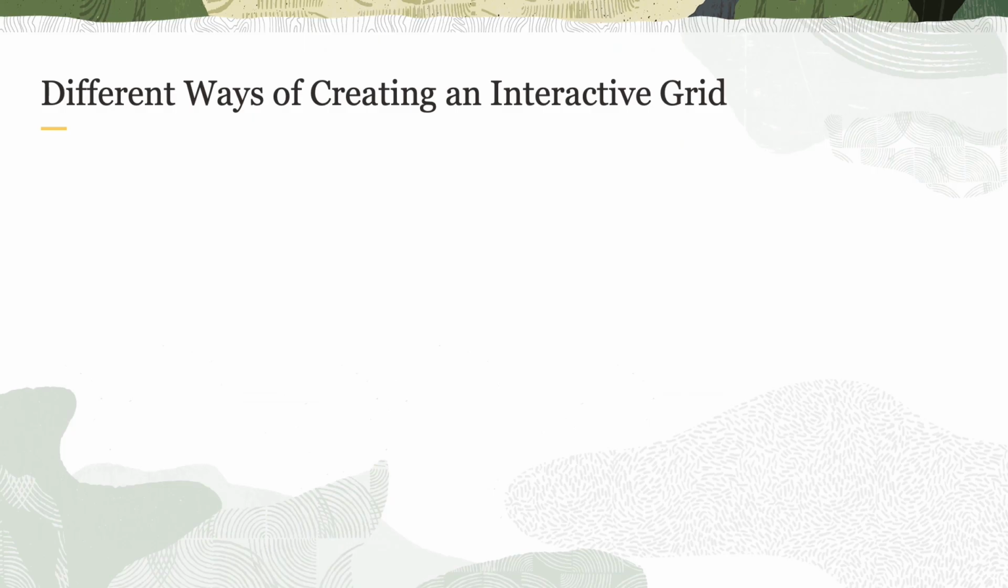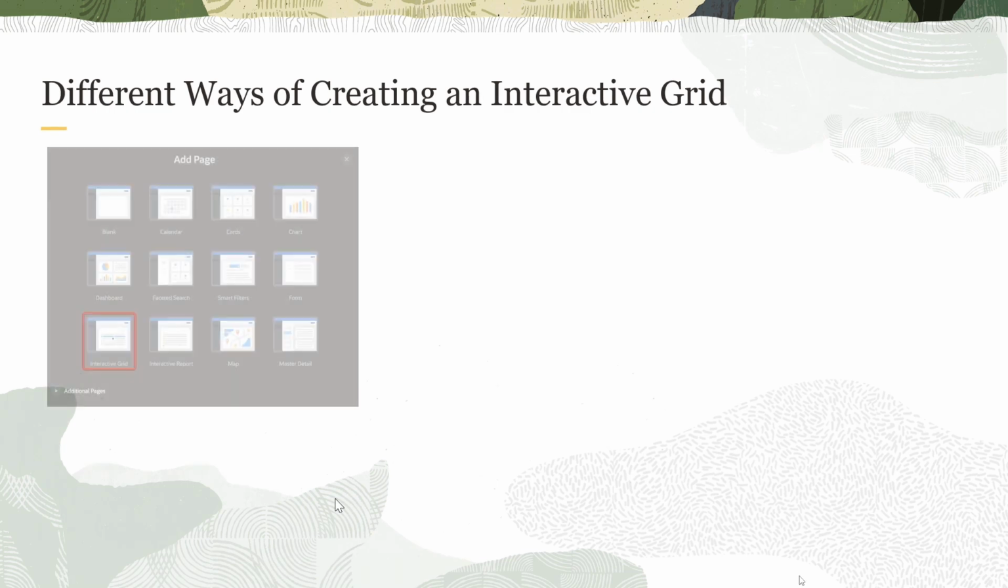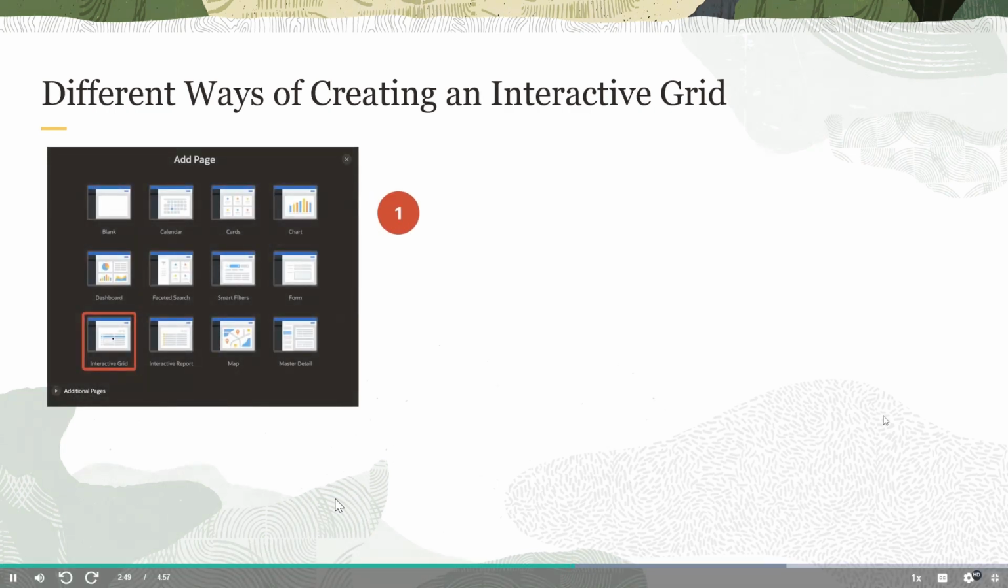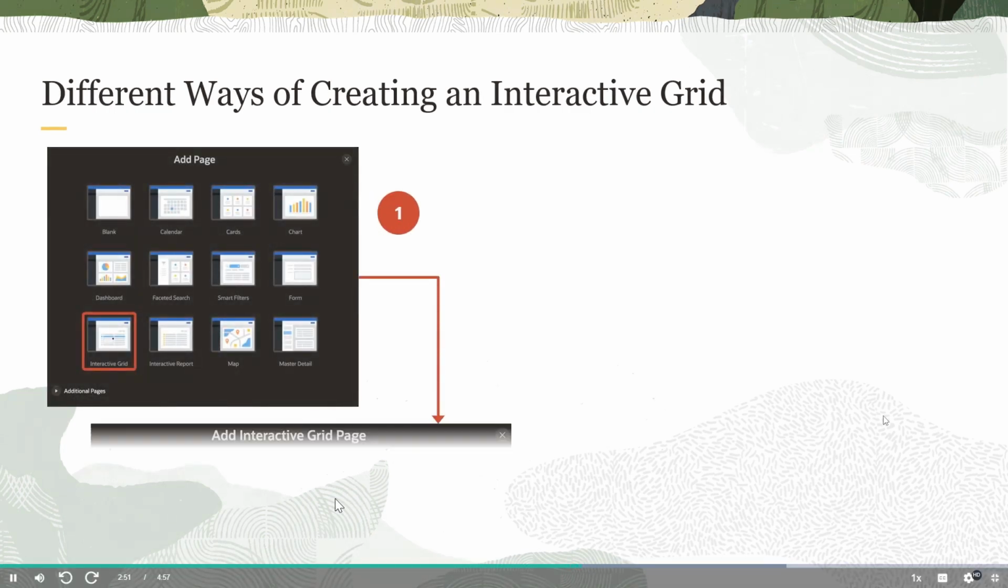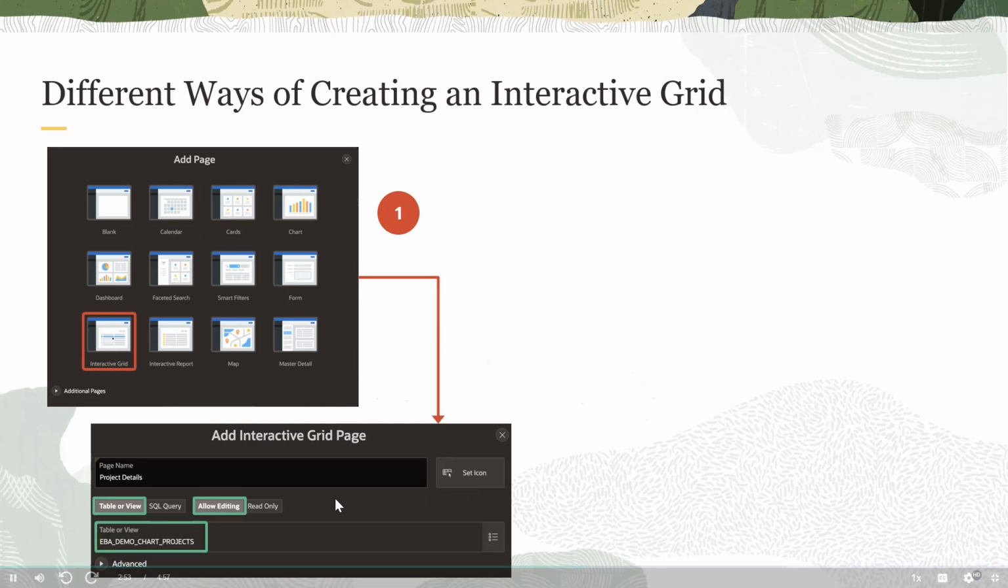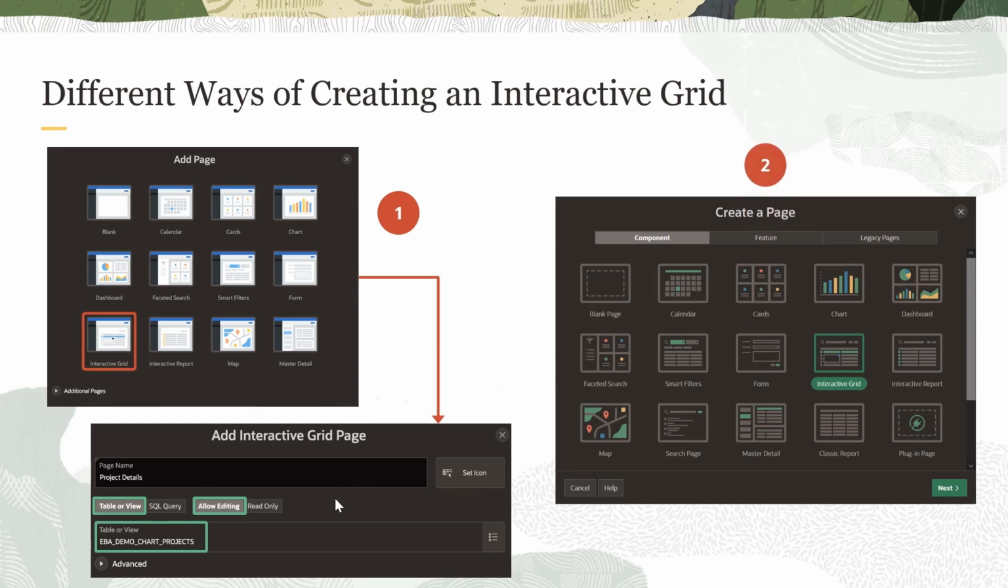You can create an editable interactive grid in Apex in 2 ways. Using the Create Application wizard, select Add Page and select Interactive Grid. Enter the interactive grid page details. Another way is to navigate to the application homepage, click on Create Page, and select Interactive Grid as component type. Notice that the Allow Editing option is selected to make it an editable interactive grid.